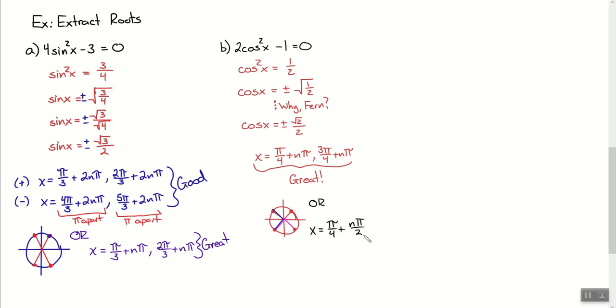Cool. This is the cleanest, nicest, simplest answer that we can get here. I'll take the great answer. I'll even take the good answer. But I want you to be aware that these things can be presented in a few different ways.